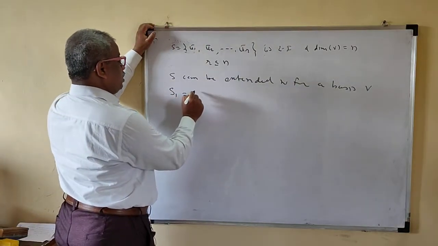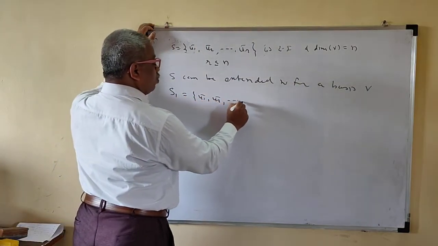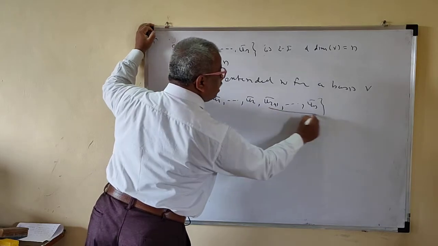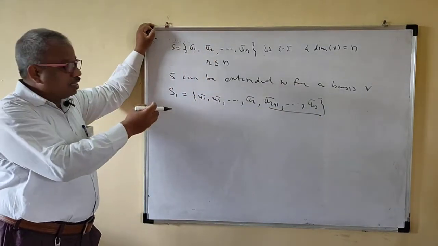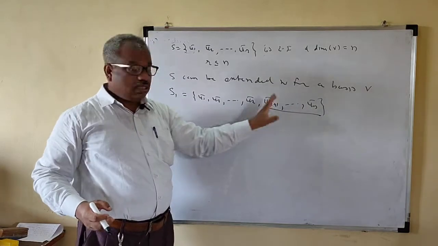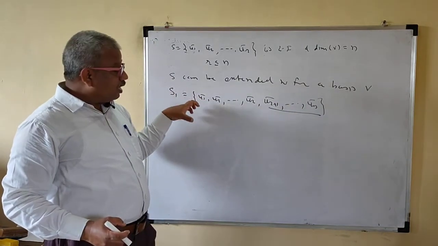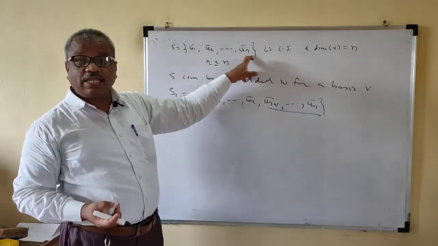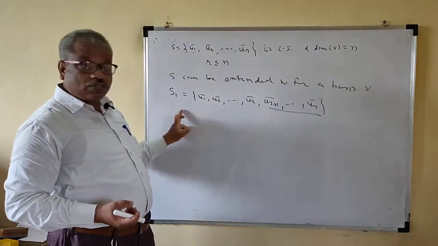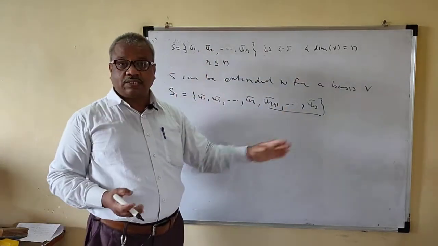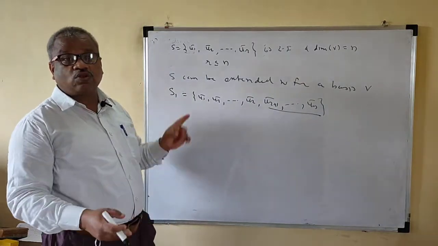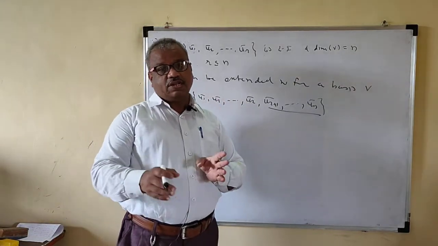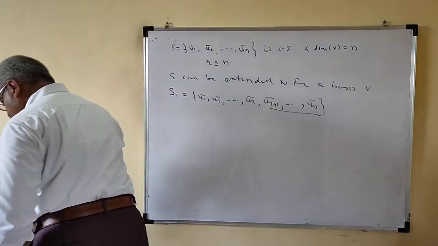That means S1 is equal to {u1, u2, ..., ur, u(r+1), ..., un}. These n minus r vectors are added in S, so that the set we get will be a basis. This is linearly independent, and S1 is the extended set of S. So S1 will be the basis. That means every linearly independent set can be extended to form a basis of V. This is the theorem. Note that.